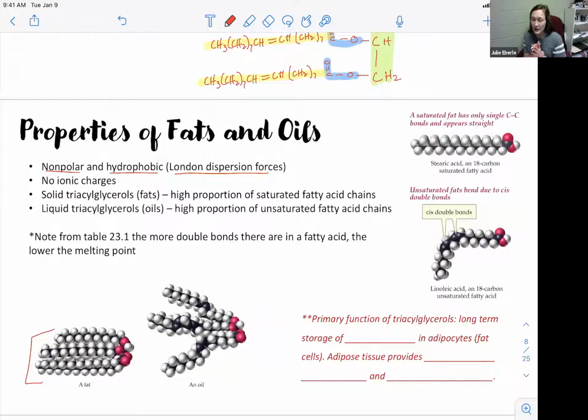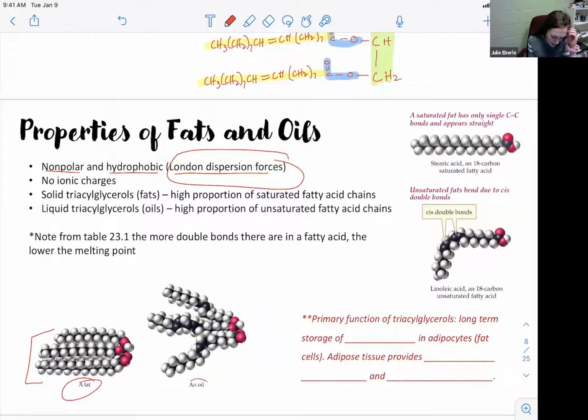The fact that straight chains can all lay together so nice and neat, the way you see where it says a fat, these are saturated fats, is because you have a lot of London dispersion interactions there. This is why they have higher melting points. This is why they're solids at room temperature. It's because of these London dispersion forces.